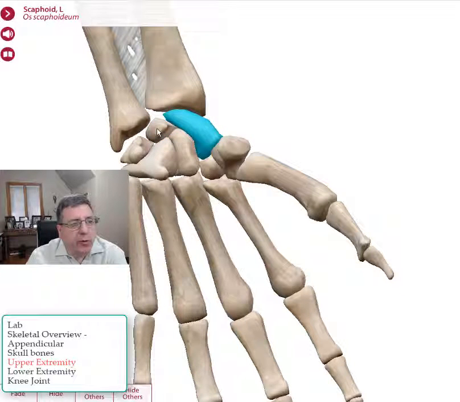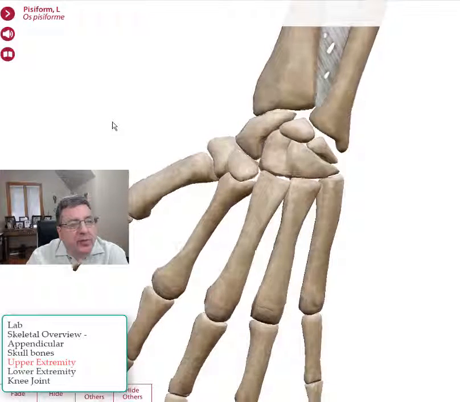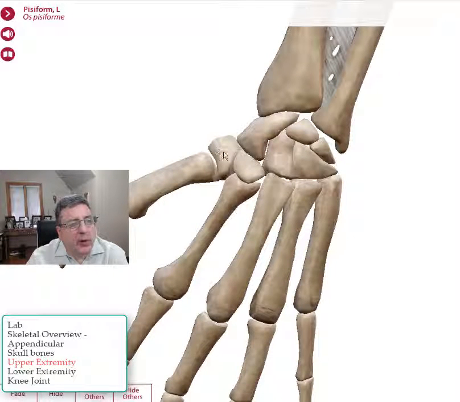So scaphoid, lunate, triquetrum, or triquetral, and pisiform. Pisiform is actually a small sesamoid bone. Now let's go back through this way. You can see these a little bit easier posteriorly.